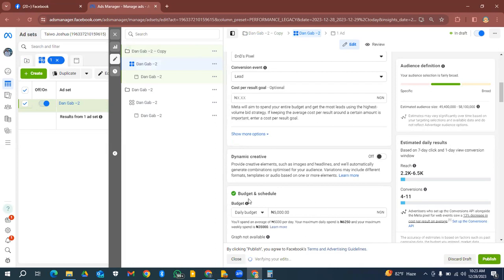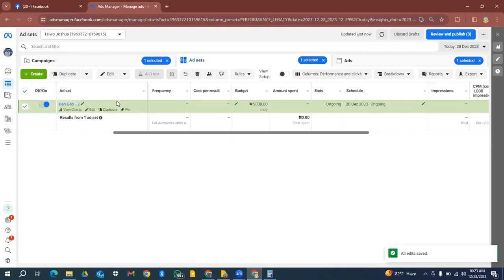Now, the only reason why I can come and duplicate this ad is because I already know that this ad is working, right? It's giving me results at 15 naira per lead, which is awesome, right? So that's why I can come back here and duplicate and just publish. And now I have two of the ads which are working.